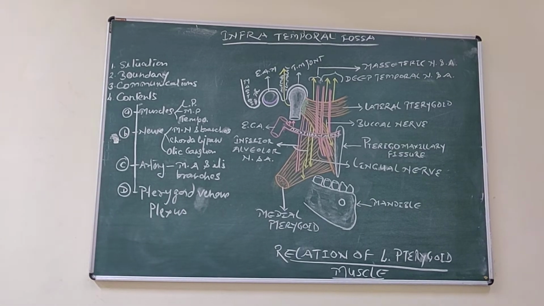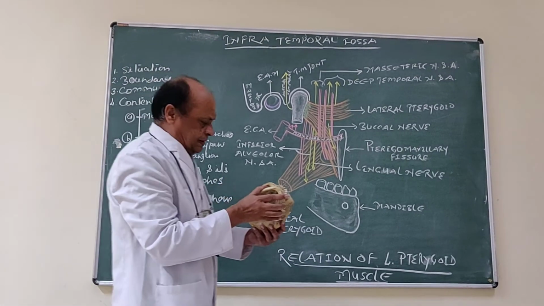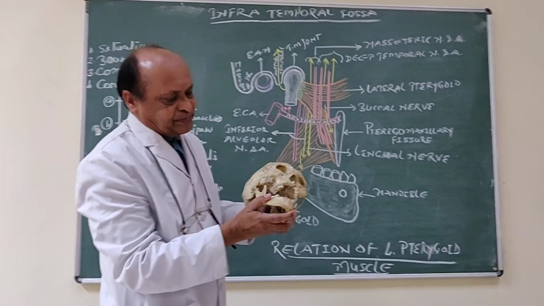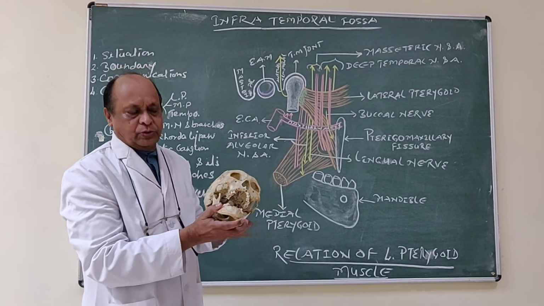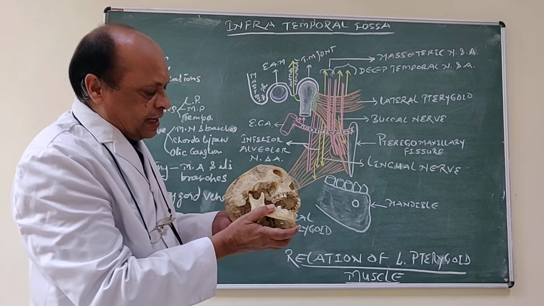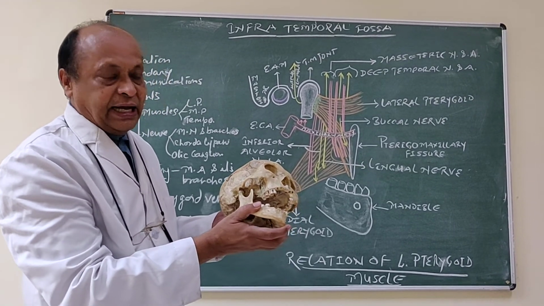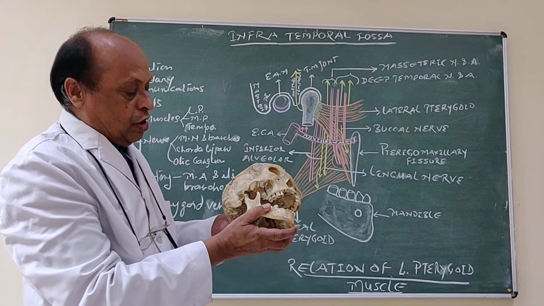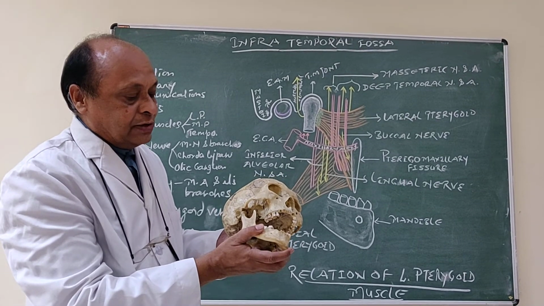Now the very important action of this muscle is to depress the mandible. I will show you. Now, it depresses the mandible to open the mouth by pulling the head, neck and articular disc of the temporomandibular joint forwards.